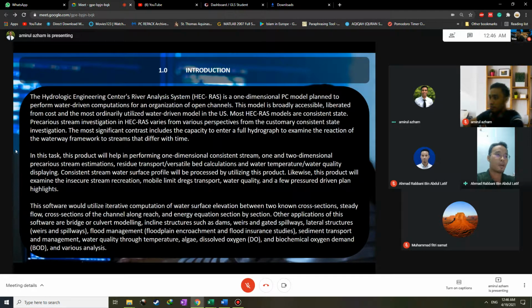Other applications of this software are bridge or culvert modeling, inline structures such as dam, weirs, and gate spillway, lateral structure, flood management, sediment transport and management, water quality through temperature, algae, dissolved oxygen, and biochemical oxygen demand, BOD.